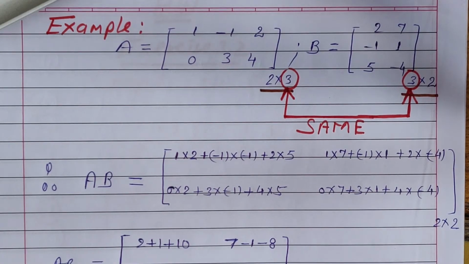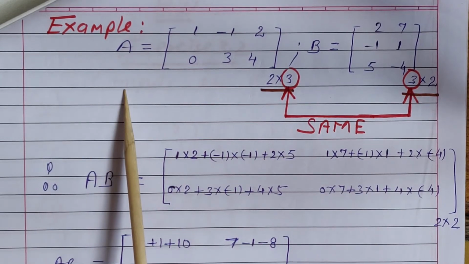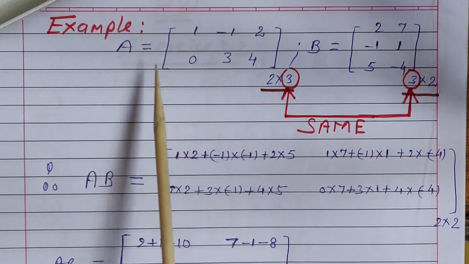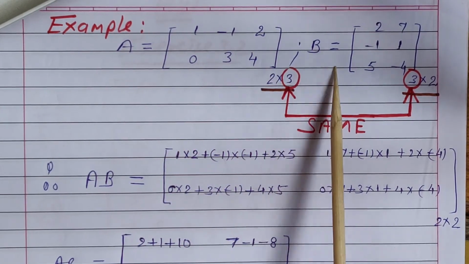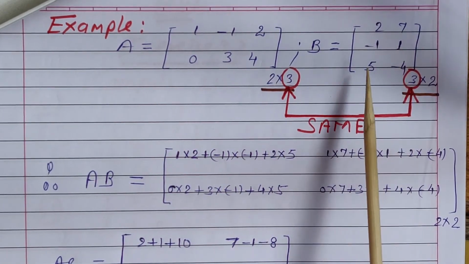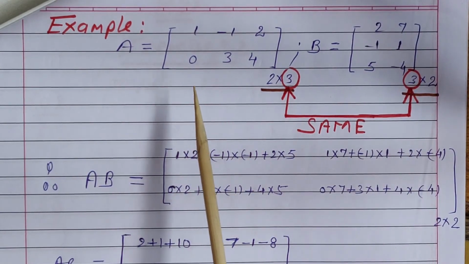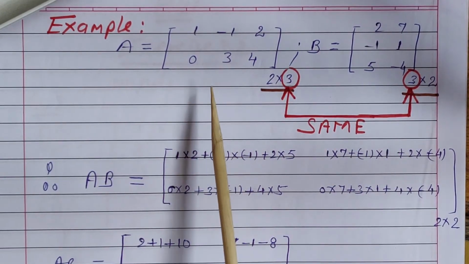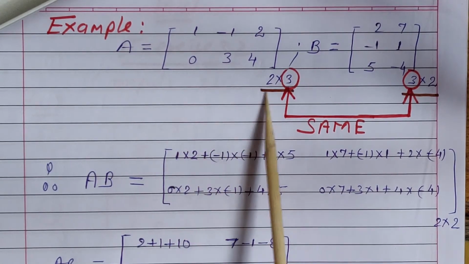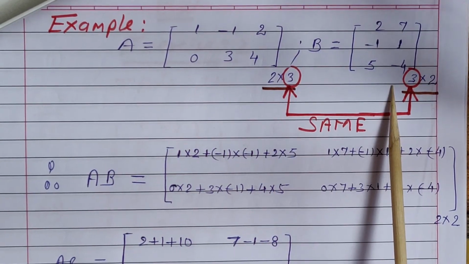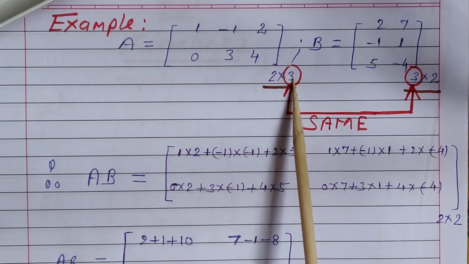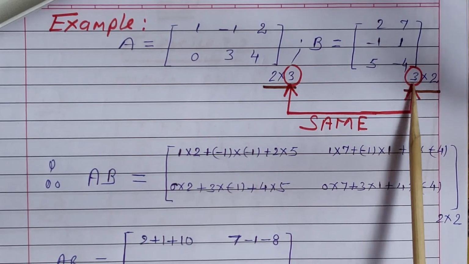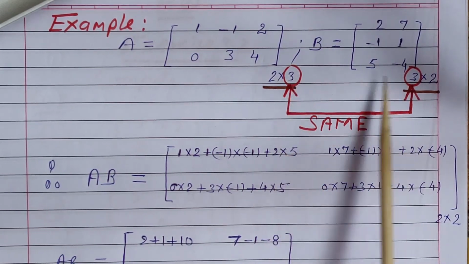Now students, we have to understand multiplication of matrices by this example. See this example. Matrix A equals to 1, minus 1, 2, 0, 3, 4 and matrix B equals to 2, 7, minus 1, 1, 5, minus 4. You can see here in these 2 matrices, order of this matrix is 2 into 3 and order of this matrix is 3 into 2. See here. The number of columns is 3 and in this matrix the number of rows is 3. Both numbers should be same.